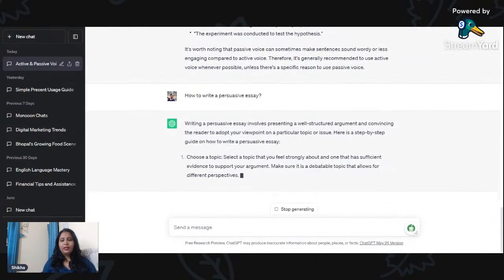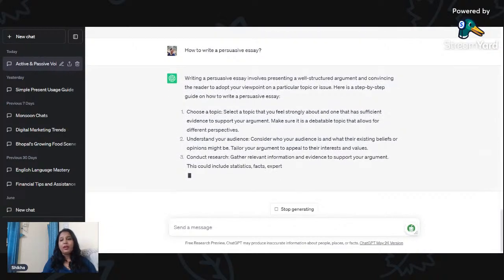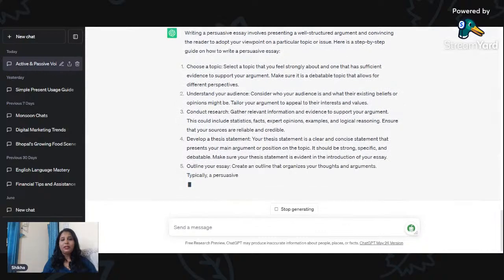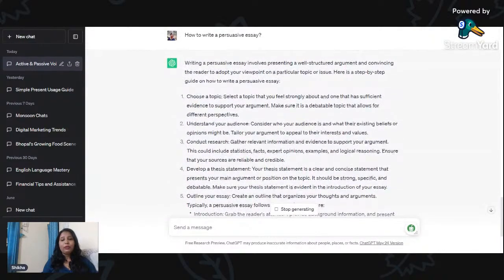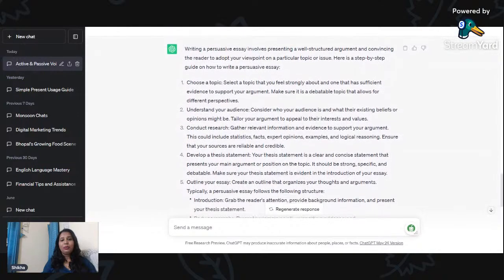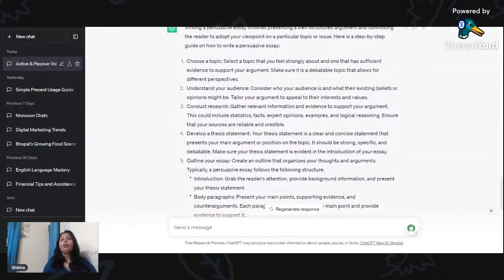Okay. So it is telling writing a persuasive essay involves presenting a well structured argument and convincing the reader to adopt your viewpoint on a particular topic or issue. If you don't know the meaning of persuasive, persuasive means convincing somebody to do something or believe something which you want them to believe. So here is a step by step guide on how to write a persuasive essay. Here we are getting all the steps which if you keep in your mind, you will definitely be able to write a persuasive essay. Choose a topic, select a topic that you feel strongly about.